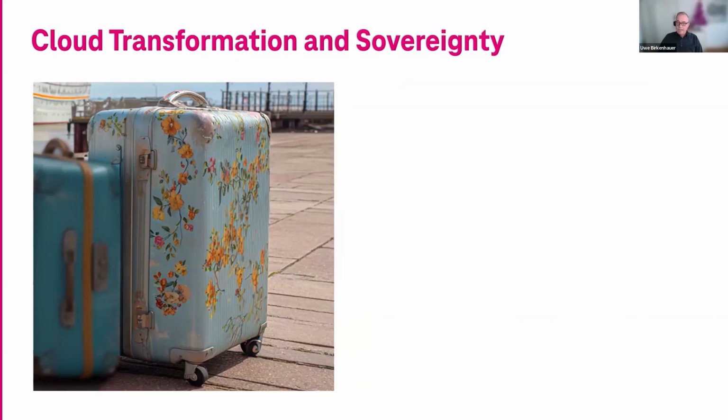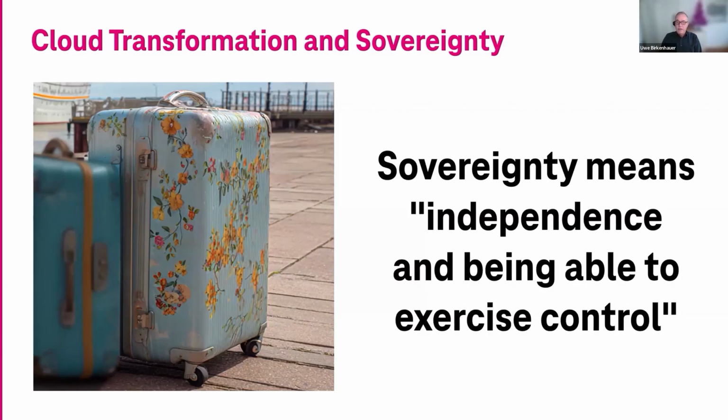And what does sovereignty mean? There is no single definition of sovereignty. There are many different definitions around with different levels: data sovereignty, operational sovereignty, technological sovereignty, and others. But basically, sovereignty is about being independent and being able to exercise effective control over who can access my data. So this is what sovereignty is about.